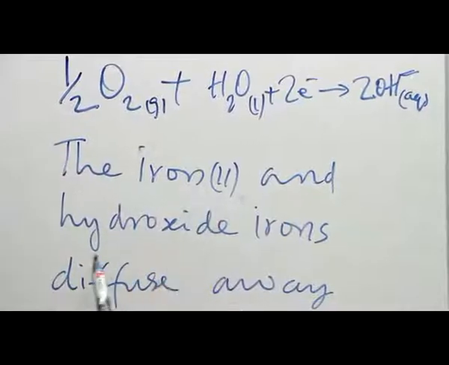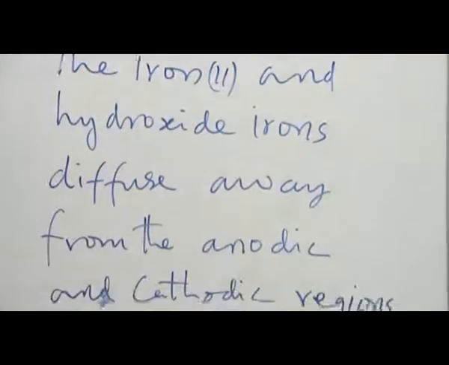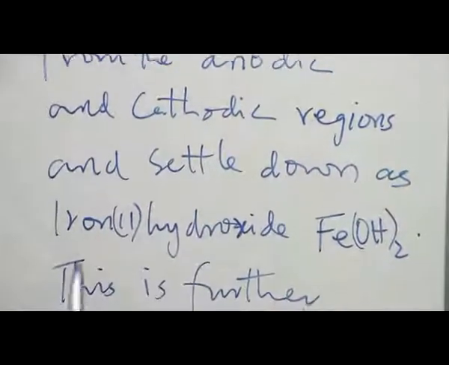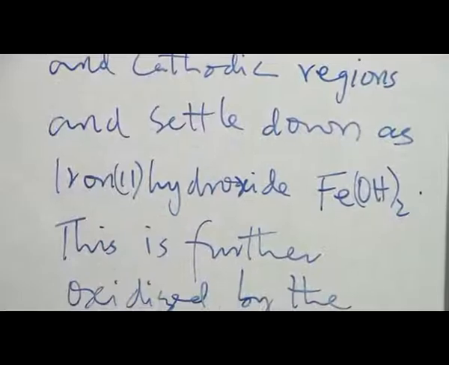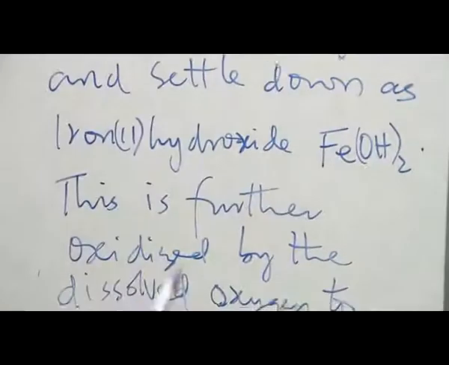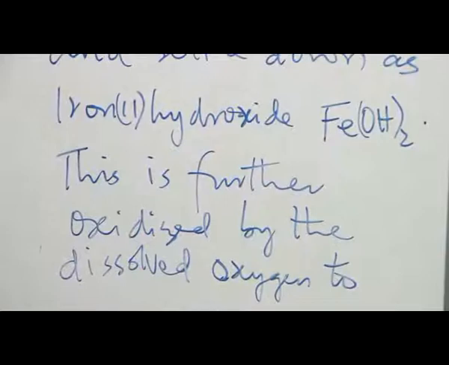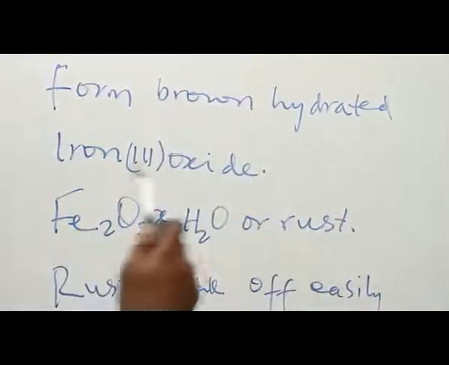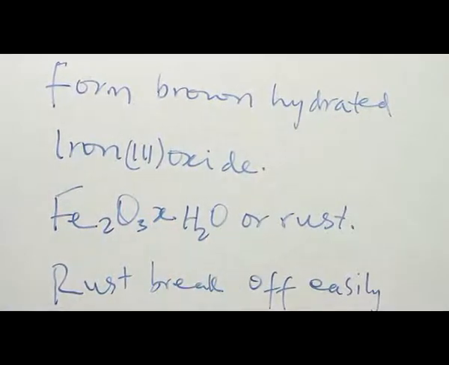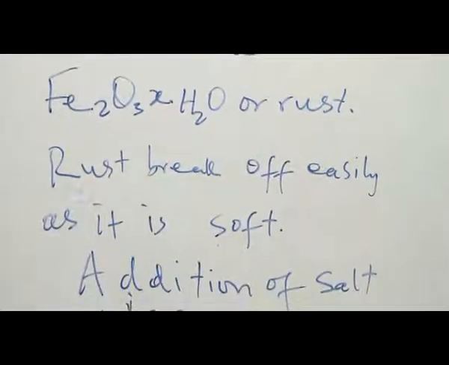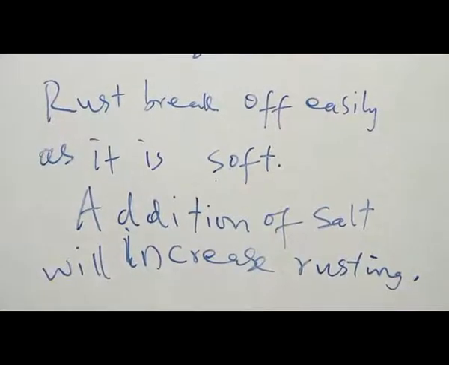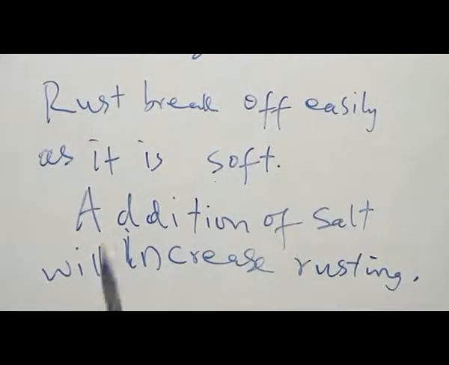The iron 2 and hydroxide ions diffuse away from the anodic and cathodic regions and settle down as iron 2 hydroxide. This is further oxidized by the dissolved oxygen to form brown hydrated iron 3 oxide, according to this equation, or rust. Rust breaks off easily as it is soft. Addition of salt will increase rusting.